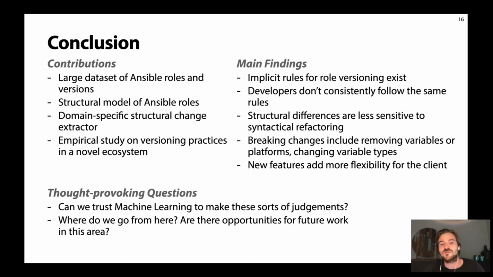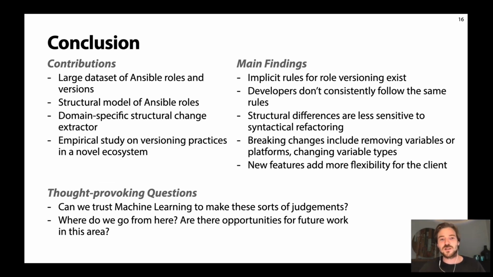So to conclude this study, we found that there are indeed some implicit rules that role developers follow when versioning their roles, but that they don't consistently follow these rules. We also found that breaking changes are things like removing variables or changing the variable type or removing platforms and things like that, whereas the addition of functionality is often paired with giving a client more flexibility in the form of new variables or new platforms to use in the role.